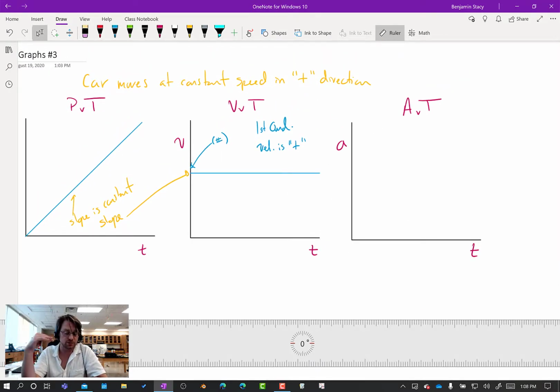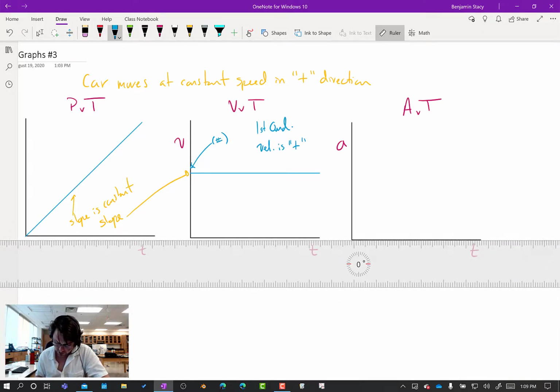Velocity is not changing. What quantity describes velocity and how it changes with time? Acceleration tells us how velocity is changing with time. So I look at my velocity versus time graph. Is it changing? Is the value of the velocity changing? No, it's constant. It's a flat line. So that means my acceleration is going to be 0.